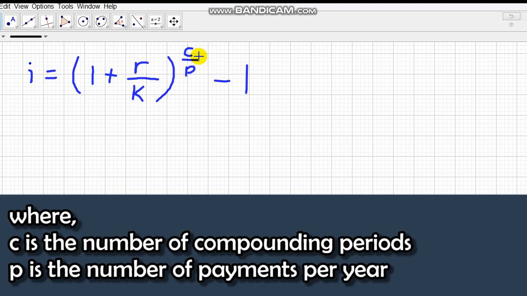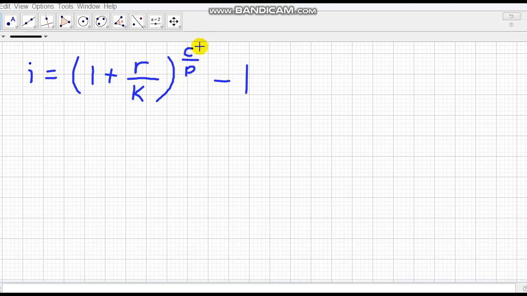Now, the C stands for the number of compounding periods. So, for example, if the money is 5% compounded semi-annually, then our C is 2. And for the P, for example, if we are paying quarterly, then P is equal to 4. So the C over P is 2 over 4, then minus 1. So this will be our interest rate.